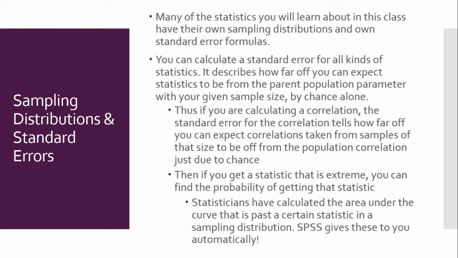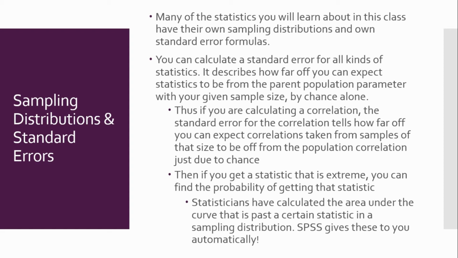Now, one other thing I want to go over before I conclude this video is that many of the statistics that you will learn about in this class have their own sampling distribution. We just talked about the sampling distribution of the mean, but literally you can get a sampling distribution for pretty much any statistic, okay? So you could get a sampling distribution for correlations. If I took a sample and got the correlation between, say, studying time and GPA, and I did that over and over for a bunch of different samples, that would form a normal distribution. And then I could see the probability of getting a specific correlation, okay?